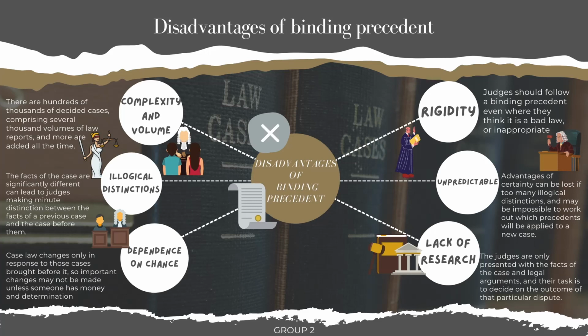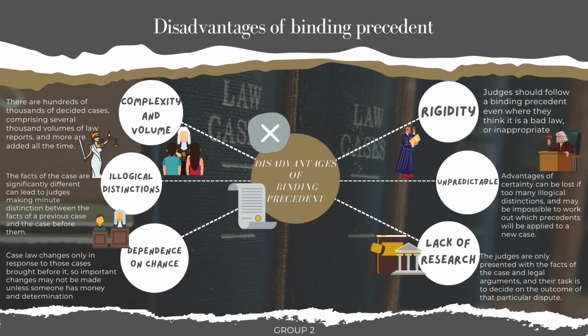Then, the fourth one is unpredictability. If there are too many illogical distinctions, the benefits of certainty can be lost, and it may be impossible to figure out which precedents will be applied to a new case. The fifth one is dependence on chance. Case law evolves in response to the cases that are brought before it. Therefore, significant changes may not be established until someone has the financial means and drive to carry a case far enough through the appeal system to establish a new precedent.